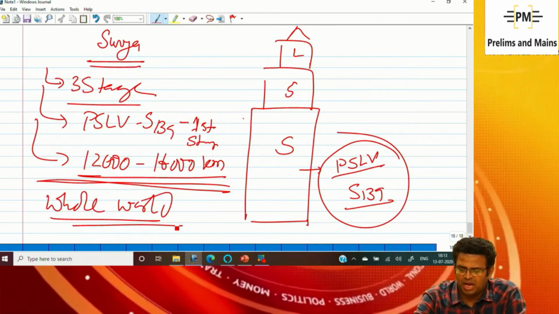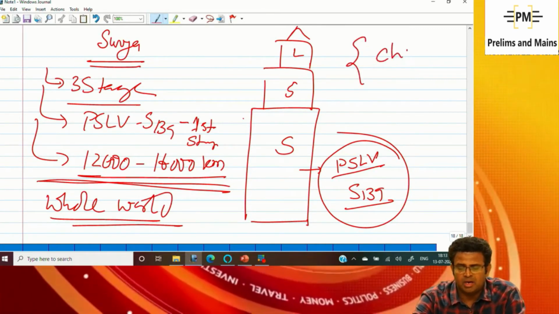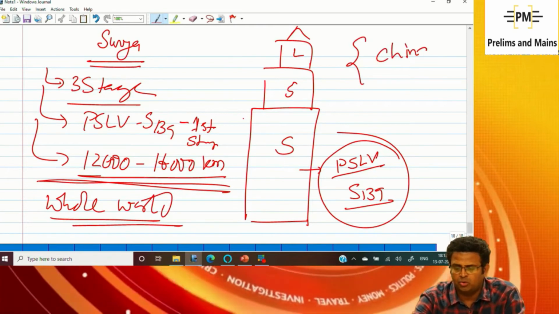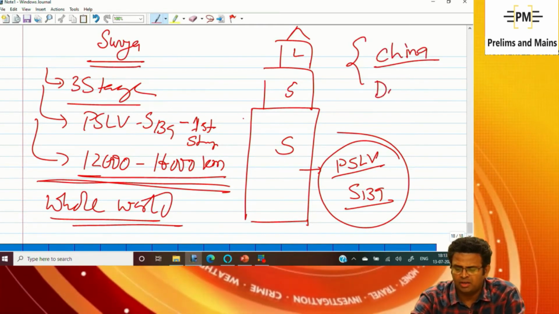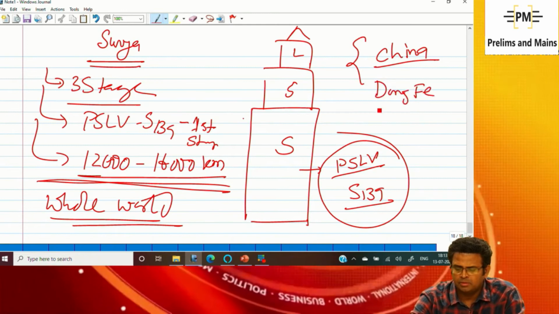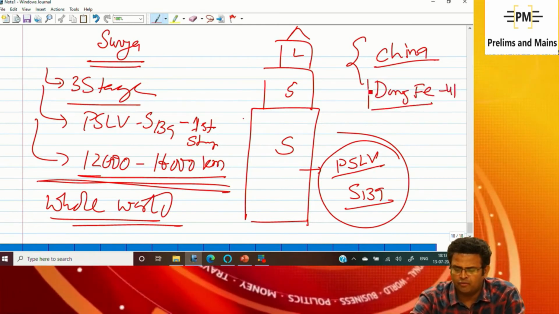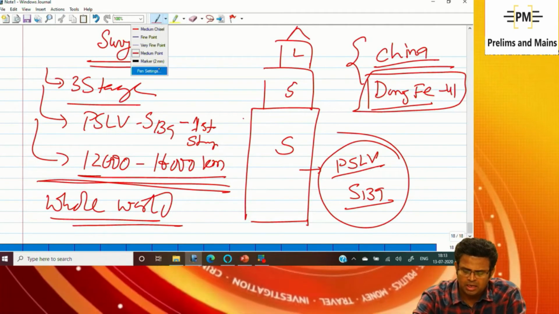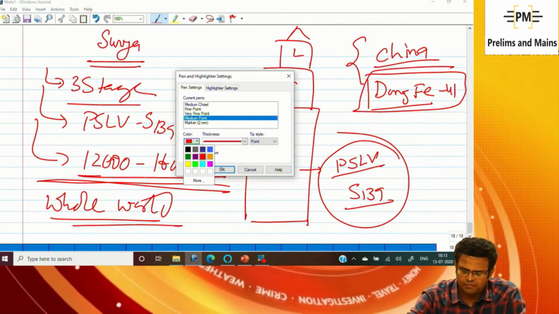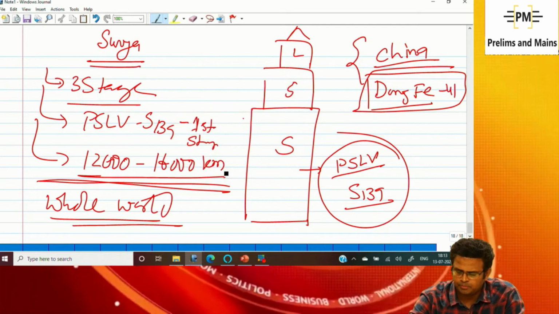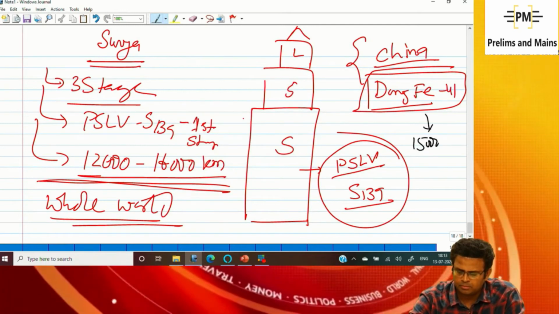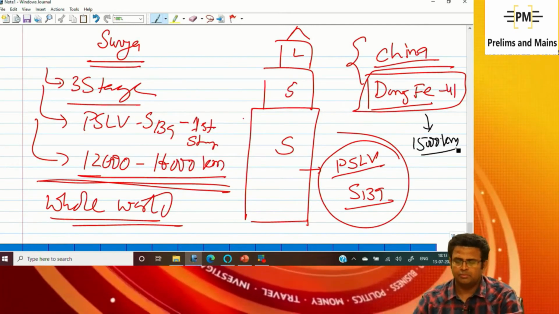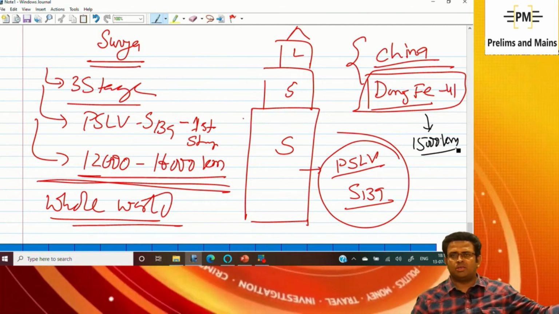And similarly China is a member of NSG, therefore it can do this. China has a Dongfeng 41, Dongfeng 41, and its range is 15,000 kilometers. But India cannot, because it is not a member of NSG.